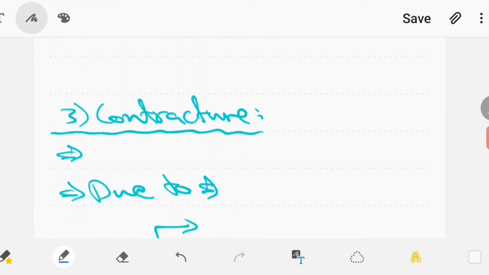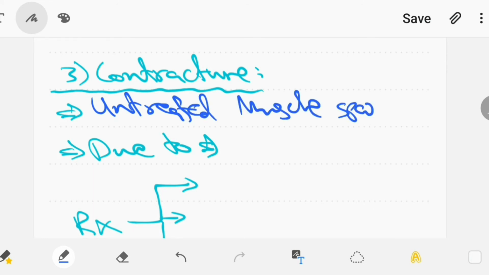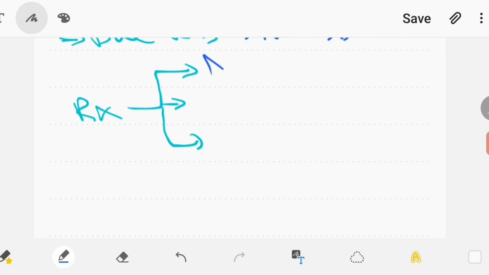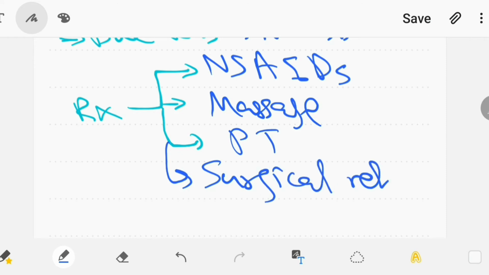Third type of myofacial pain disorder is the contracture, which is basically the end stage of untreated muscle spasm. Contracture occurs due to fibrosis of muscles and the connective tissue. Treatment options for the contracture are non-steroidal anti-inflammatory drugs, massage, and the vigorous physical therapy. And sometimes we can also go for surgical release of the scar tissue.